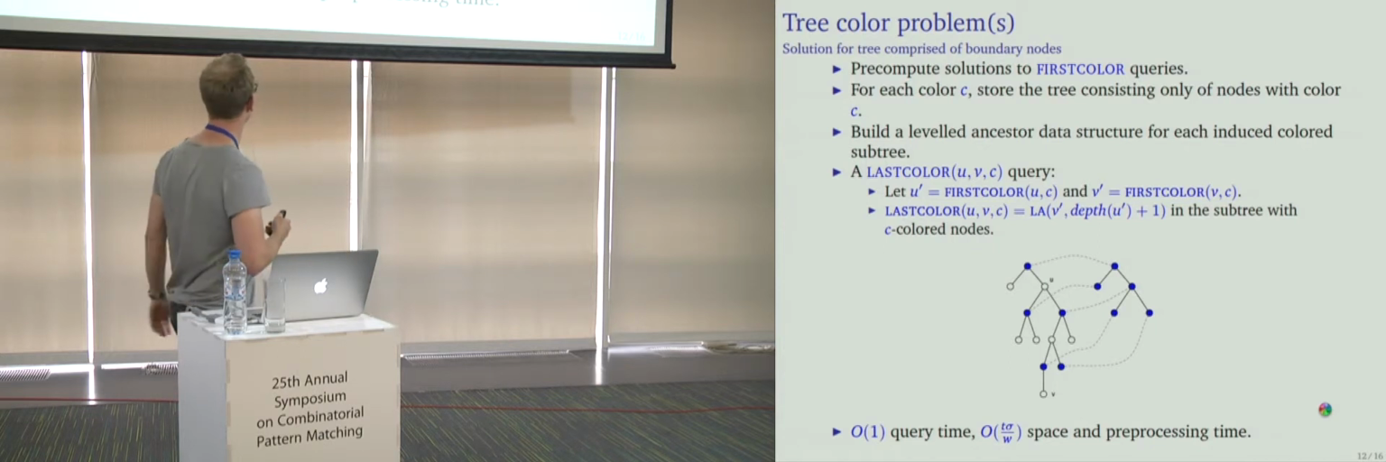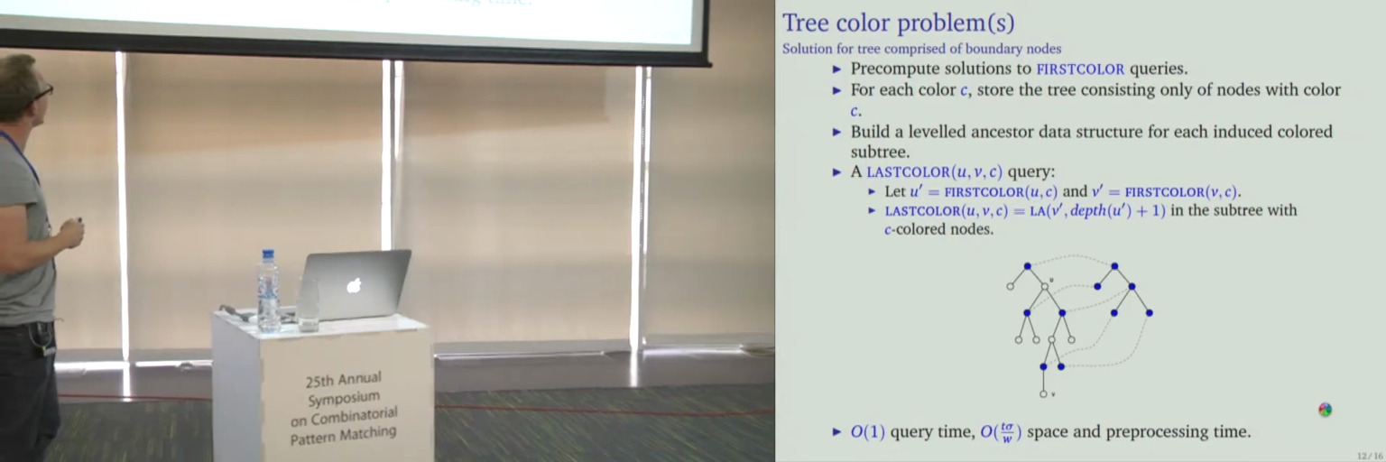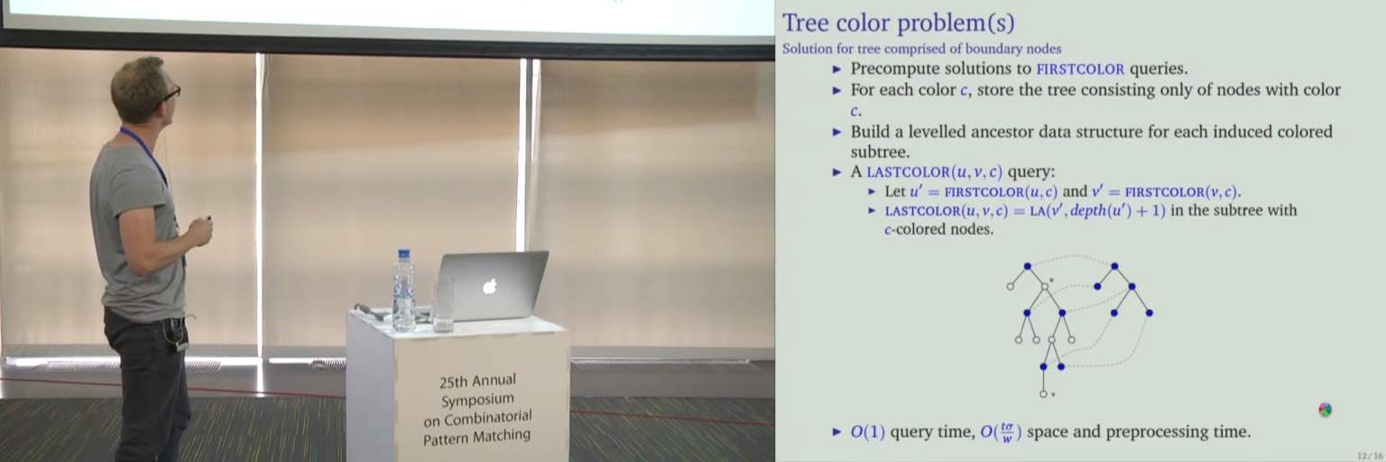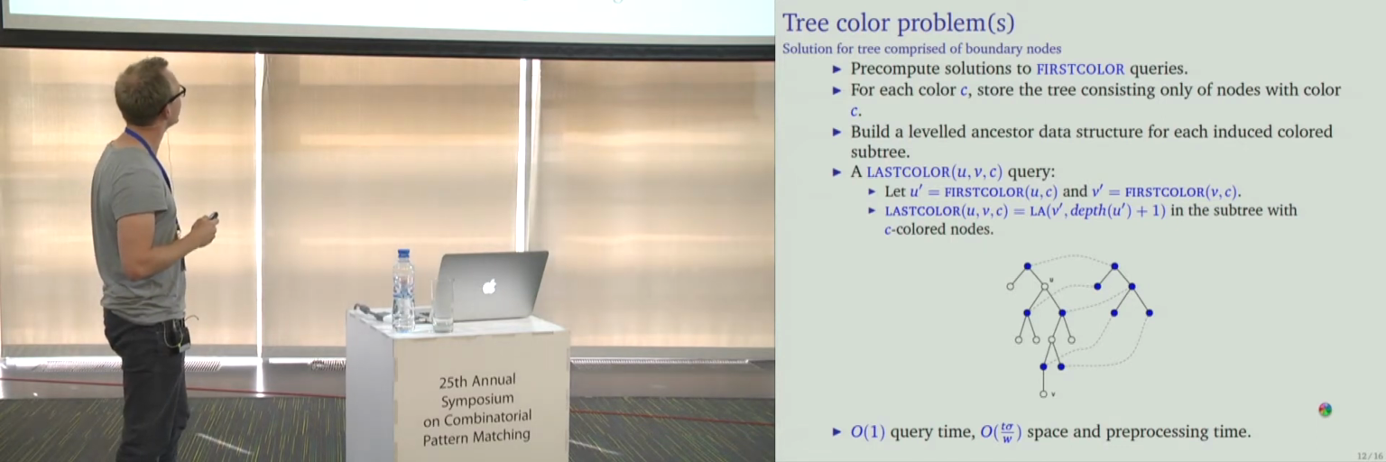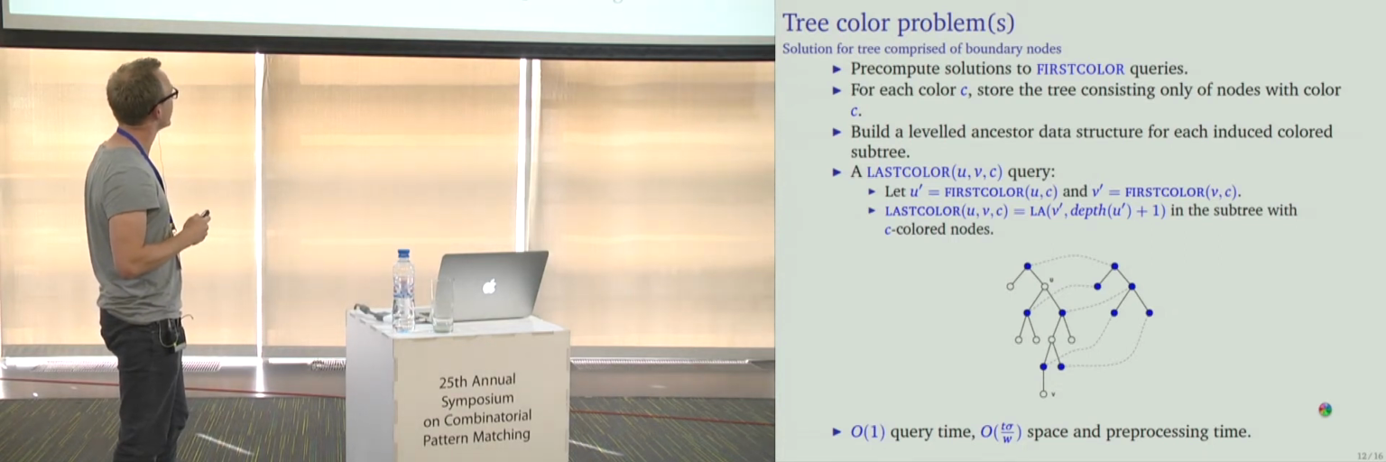So now what we need to do is, if we want to find the last colored ancestor of U and V, then from U and V, we do a first colored ancestor query to find their first colored ancestors, which is in this case this one and this one. And then in the induced colored subtree, this is equivalent to this node and this node. And then, using the leveled ancestor data structure, we can find the last colored ancestor on this path. In this case, it's this one.